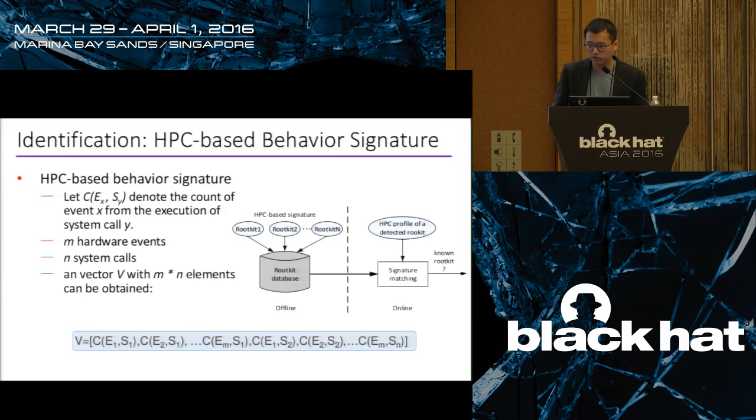The notations are similar. We have EX, which basically means the event, and SY is the syscall. For a particular event and syscall pair, we have a counter value. We count n number of hardware events, and we also count n number of syscalls, right? Then we basically create a vector of n times n entries, and each vector entry is basically a counter value.